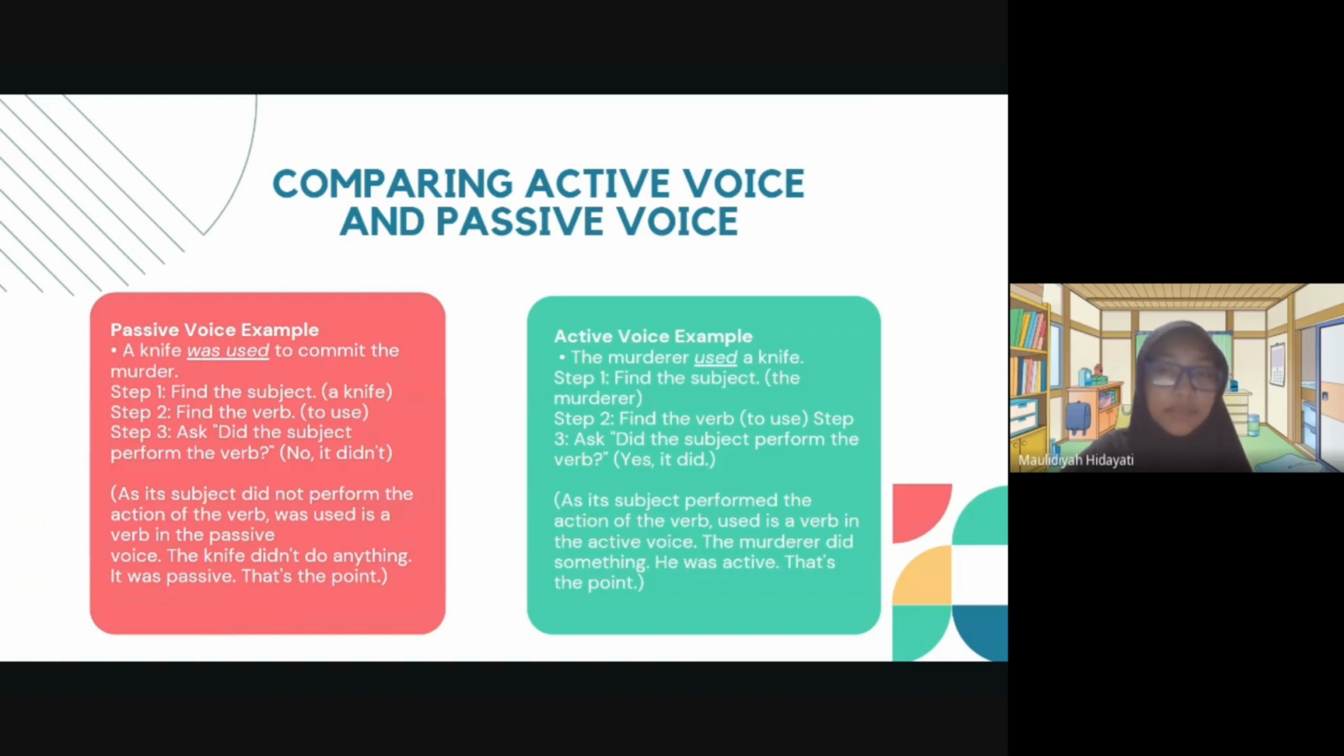Active voice example: the murderer used a knife. Step 1, find the subject. Step 2, find the verb. Step 3, ask: did the subject perform the verb? As its subject performed the action of the verb, used is a verb in the active voice. The murderer did something. He was active. That's the point.